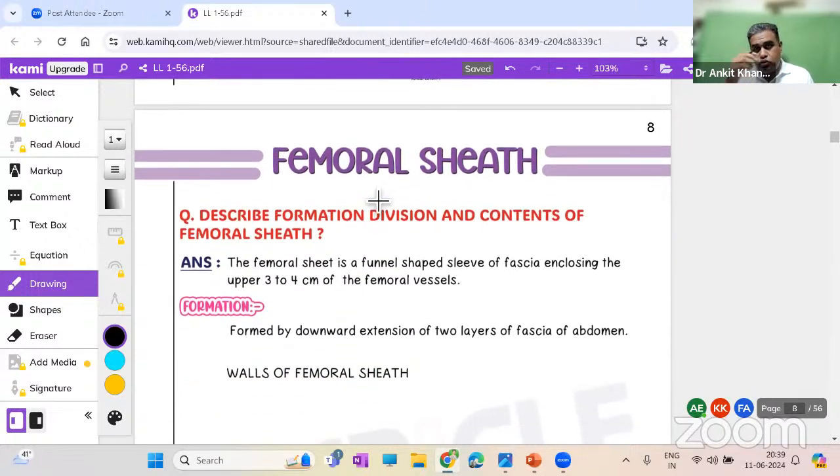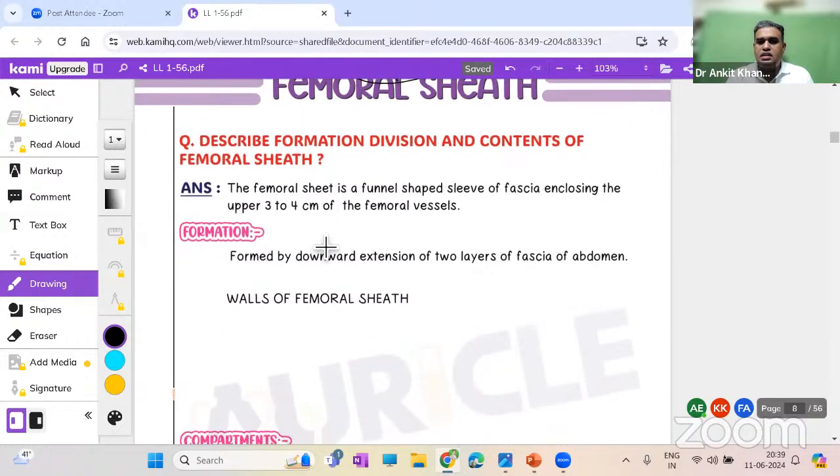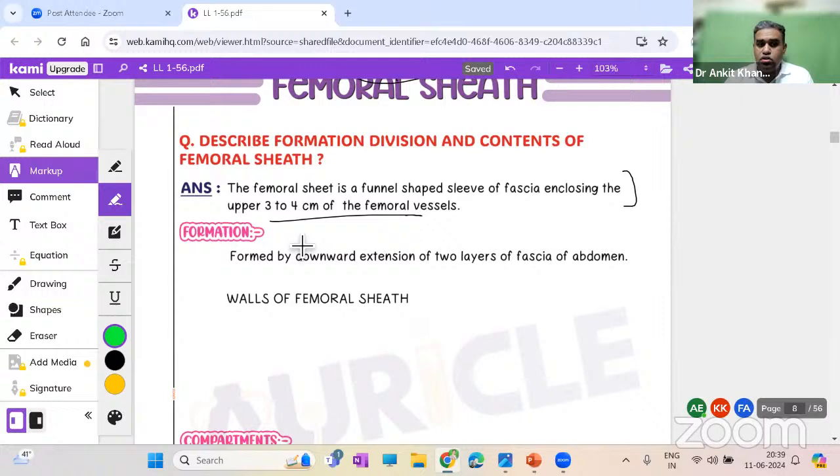Now, the femoral sheath, as I told, which structures is it covering? It is covering the artery, the vein, and the femoral canal. These three structures, remember. What it is not covering is the femoral nerve. Because the femoral sheath is a funnel-shaped fascia enclosing the upper 3 to 4 centimeters of the femoral vessels. The reason I told you why it is needed: in anatomy, why is more important. If you understood why, anatomy becomes a cakewalk, even in small things.